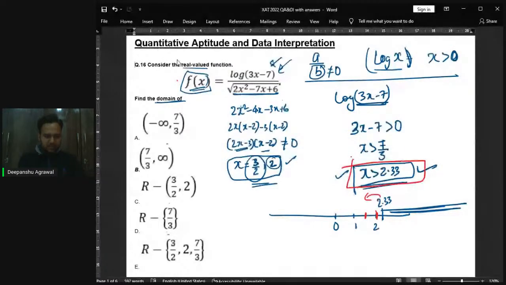And where's this in the options? We can see it at B. So the answer should be 7 by 3 to infinity. I hope this is done.